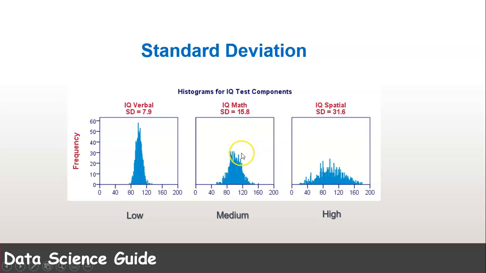And in the middle chart, we have a medium dispersion for the data around the mean. That's why the curve here is wider compared to the first one. And finally here, on the right chart, standard deviation is high, and we see how data are dispersed further from the mean, which is in the middle.